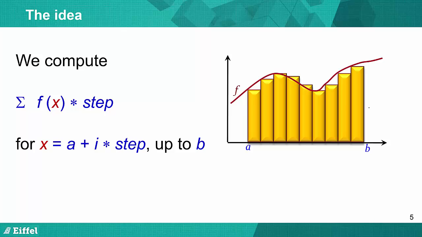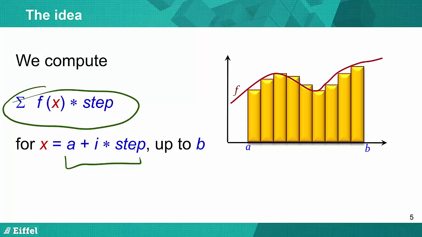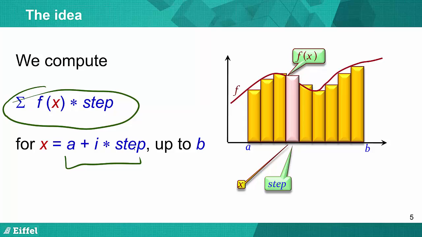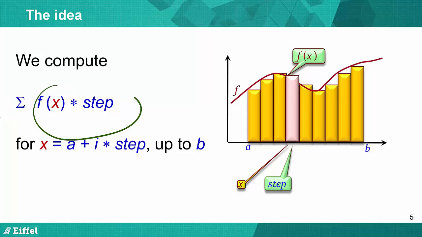So in other words, we compute the sum of f of x times step for a whole set of values of x, which are all of the form a plus I times step for some integer I up to b. So at each step through the algorithm, we're going to have some x, which is a plus a certain number of times step. Then we have step, we have f of x, and we compute the product of f of x and step, and then we sum this over this whole set of rectangles.